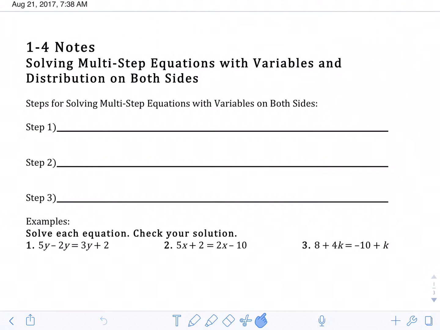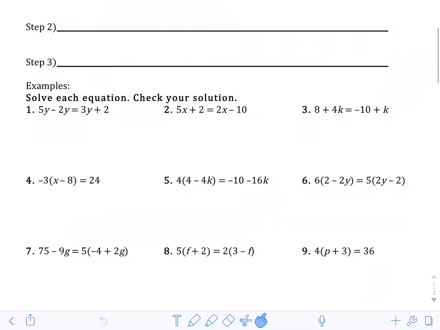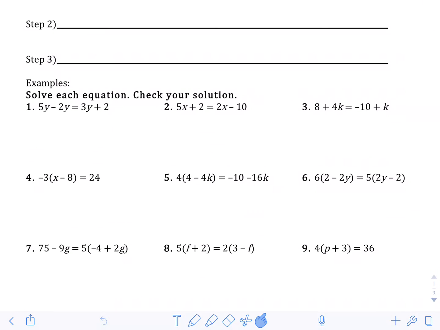Alright, this is 1-4 notes. It's just solving multi-step equations with variables and distribution on both sides. So I'm going to skip that first part because that's just PEMDAS writing everything out, which is in the Schoology notes, the key to these notes. So for the video, I'm going to do a couple of these.